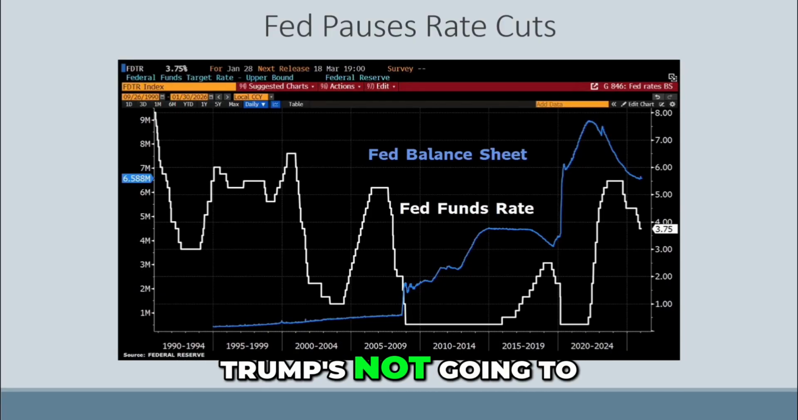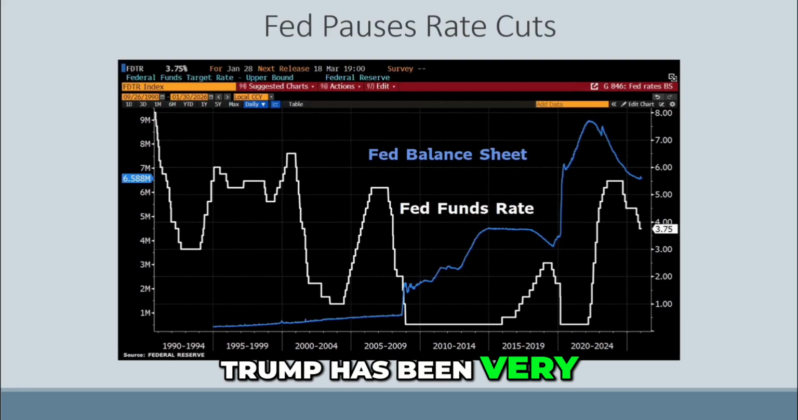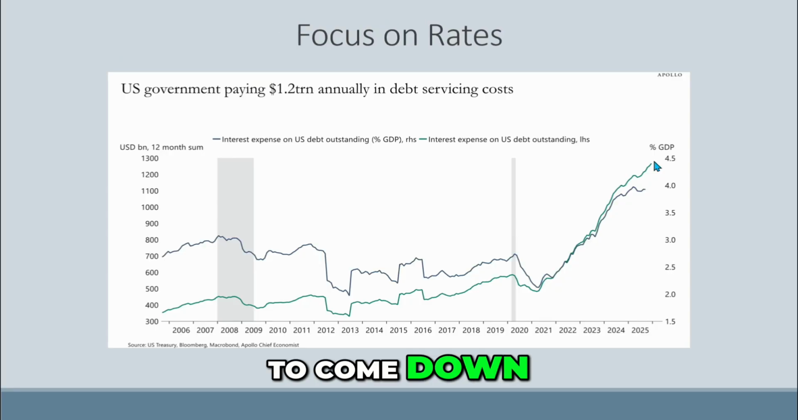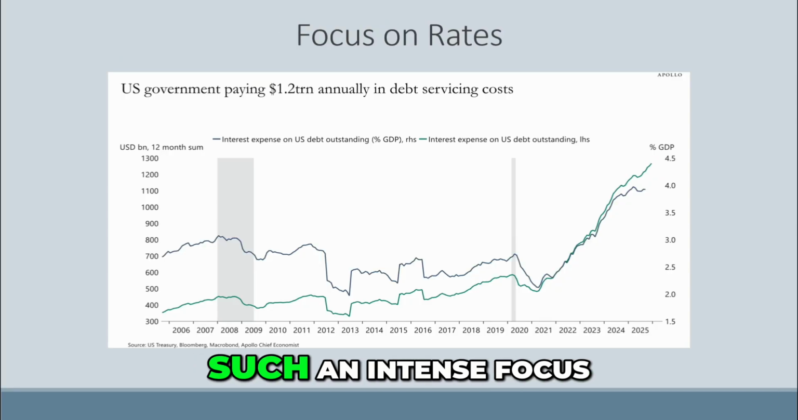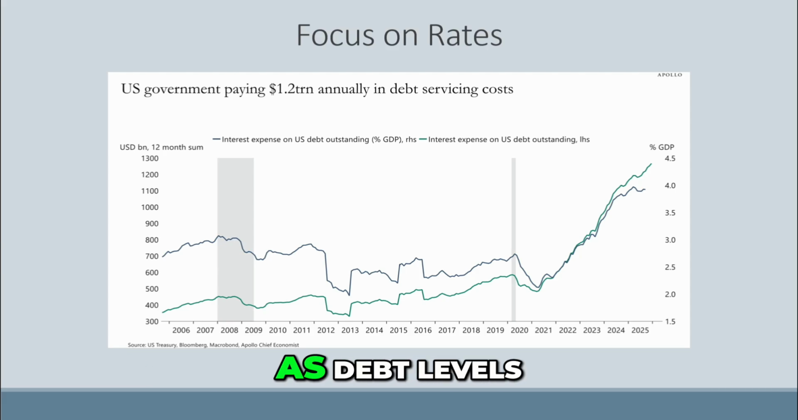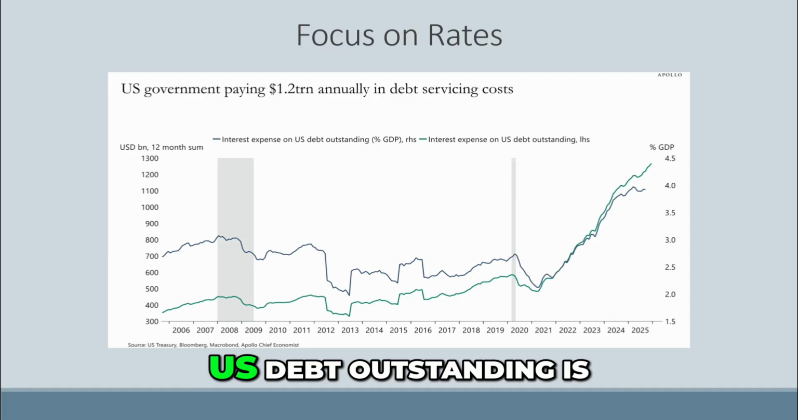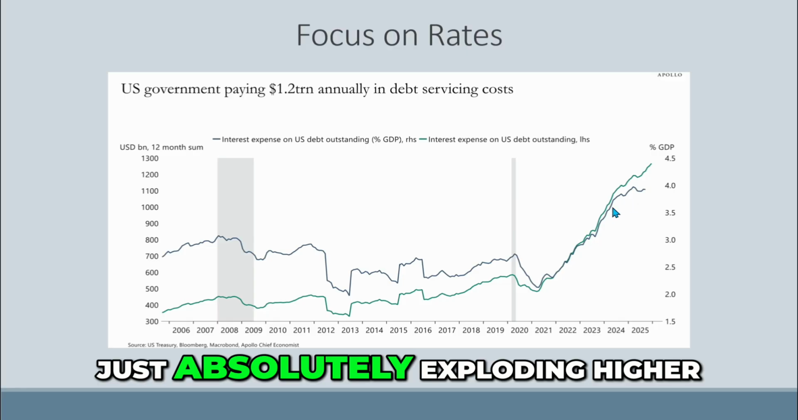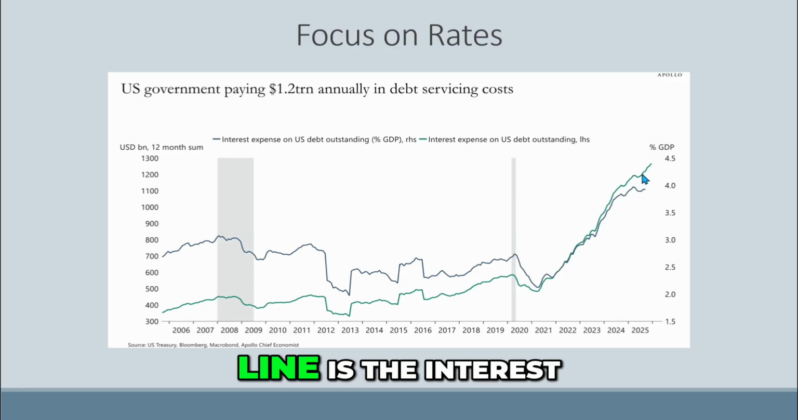But nonetheless, Trump's not going to put someone in the Fed who is opposed to keeping interest rates at these levels. Trump has been very adamant that rates need to come down from where they're at, and this chart helps explain why there is such an intense focus on lowering interest rates right now. And it is because as federal debt levels have swelled, the interest expense on U.S. debt outstanding is just absolutely exploding higher. So what this chart on here shows is the green line is the interest expense on U.S.